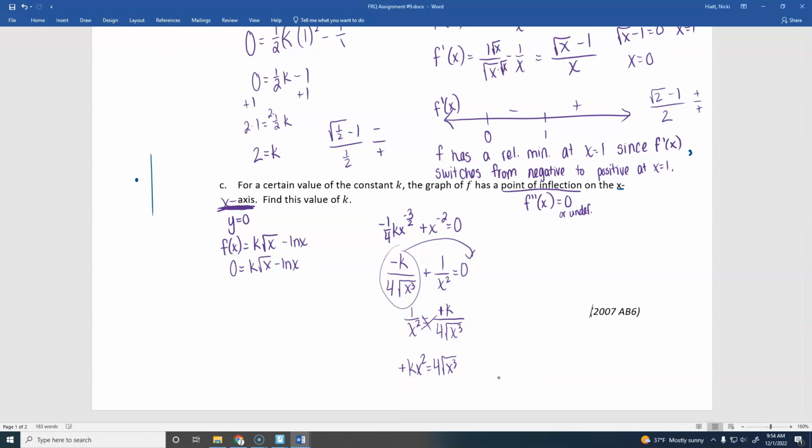So if I solve this for k, I cannot solve for x, but I could solve for k. So divide by x squared, divide by x squared. k equals 4 x to the 3/2 over x squared, so that's going to give us 4 over x to the 1/2, or 4 over square root of x, because if you subtract those exponents, you get 1/2 and keep it in the bottom.